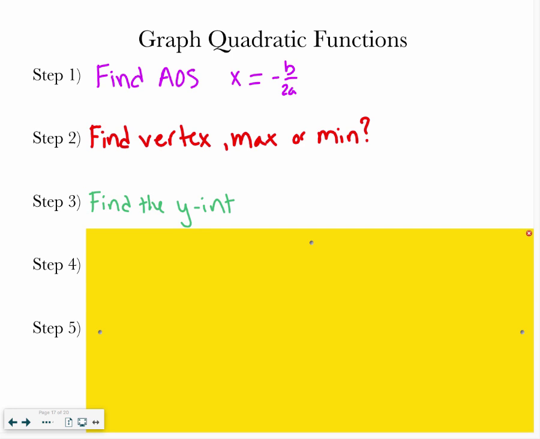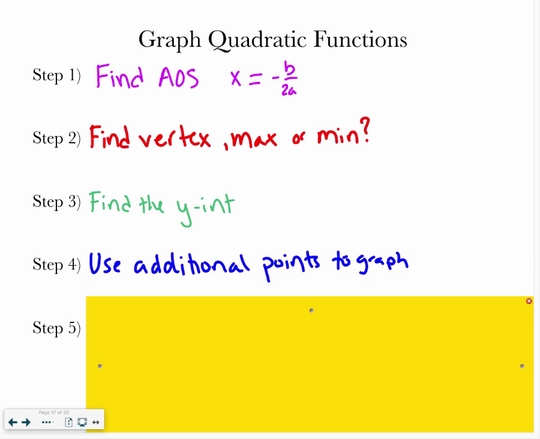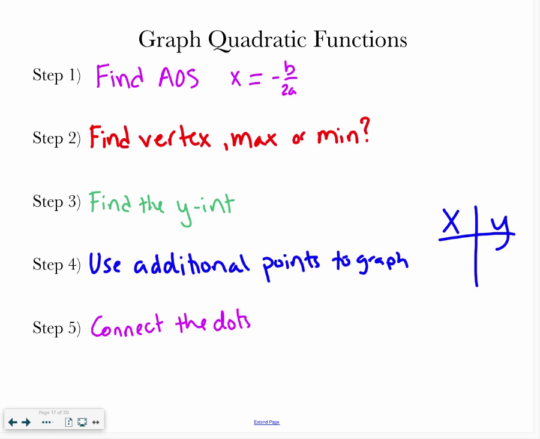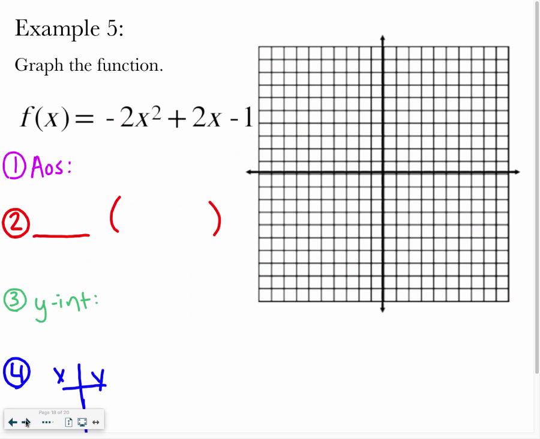Step 3, find the y-intercept. Again, that one should be fairly easy. Then step 4, use additional points to graph, meaning make yourself an XY table and graph from that. Step 5, connect the dots. So all of those different points you've graphed in steps 1 through 4, now connect them. Make it a single graph. I highly recommend writing this down somewhere to help you remember the steps.